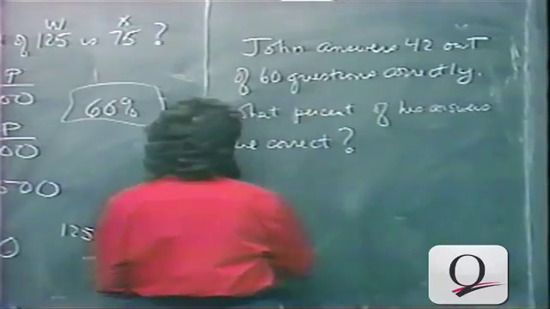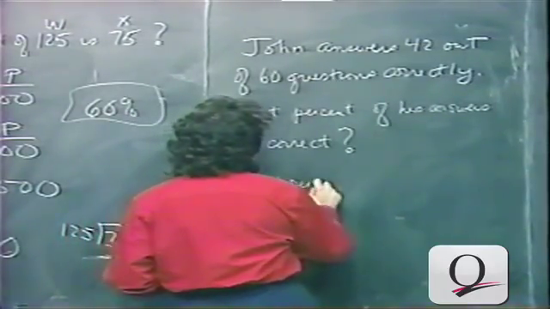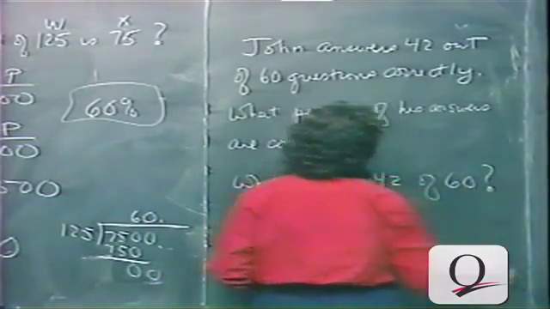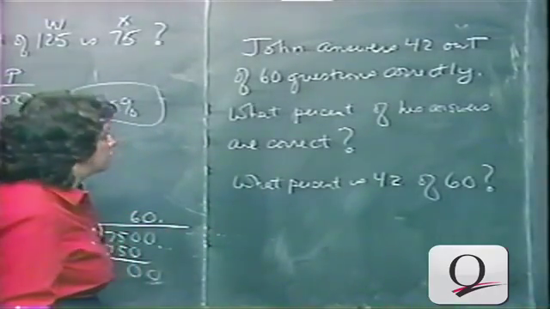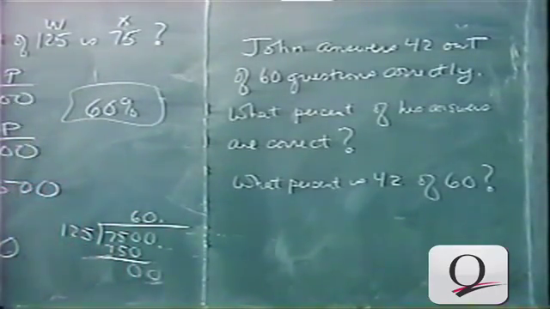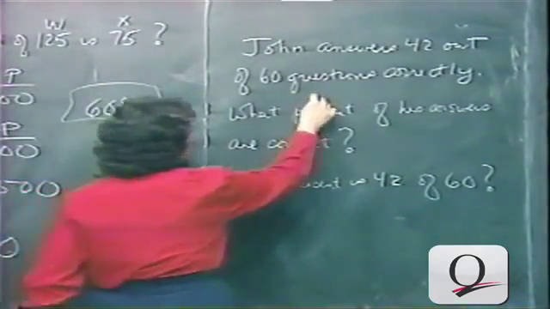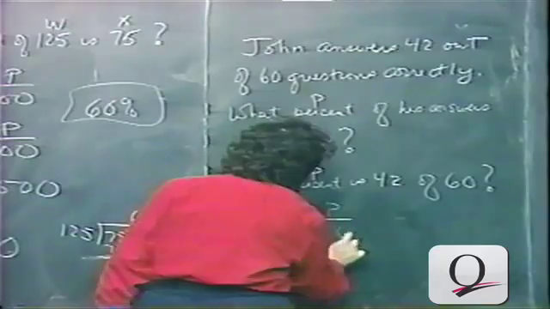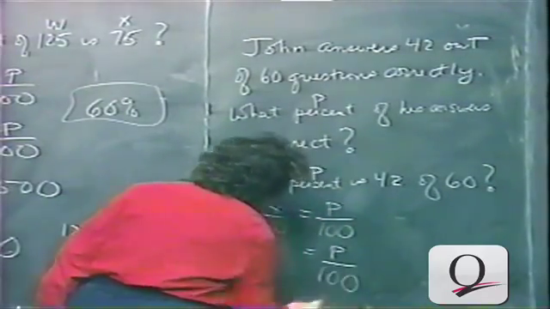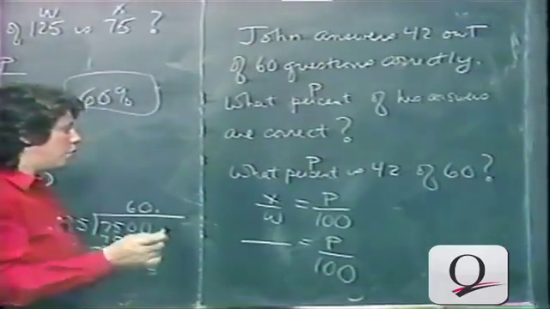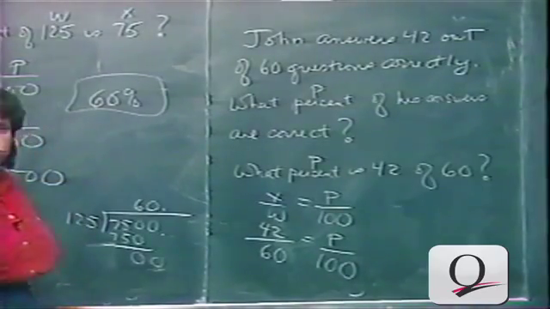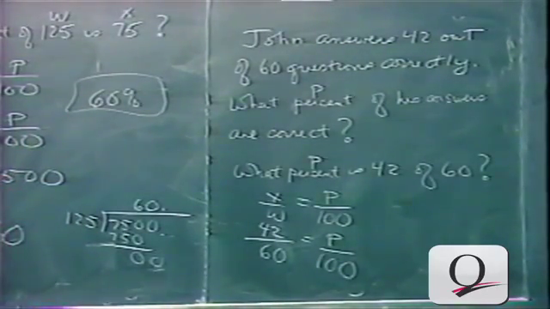What this is asking really is what percent is 42 of 60? Because you first have to translate it into one of the previous types. Basically, he's answering 42 out of the 60 questions correctly. We want to figure out the percent. So obviously what you're looking for is the P. In the X is to W as P is to 100, you are looking for the P. The part that he got correct was 42. The whole, the number of questions on the test, was 60. So 42 over 60 is P over 100.